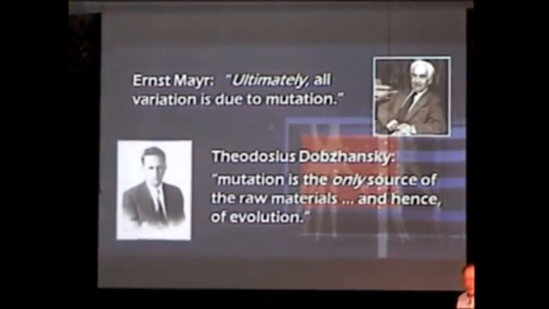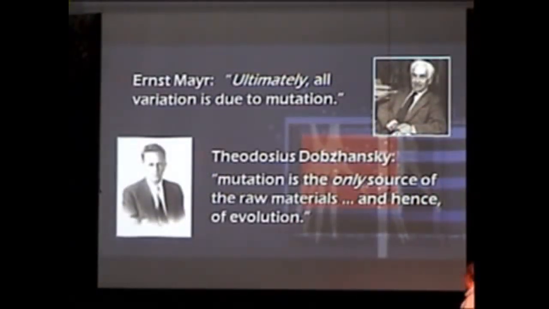And Ernst Mayr, a well-known biologist, just died. He was 99 when he died. He was a professor at Harvard. He said, ultimately, all variation is due to mutation. So it's the foundation. Theodosius Dobzhansky, who also died a few years ago, a Russian scientist, said mutation is the only source of the raw materials and hence of evolution. Very clear. So if you show that mutation cannot produce the variety we're looking for, evolution is dead in the water, unequivocally. Now, there are other sources of variation: sexual reproduction, crossing over.